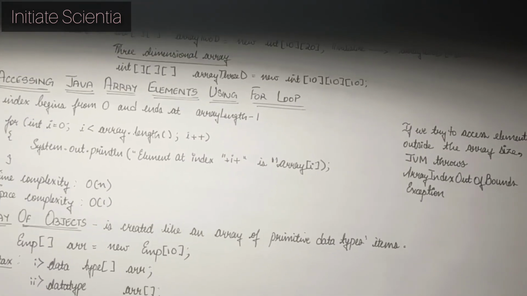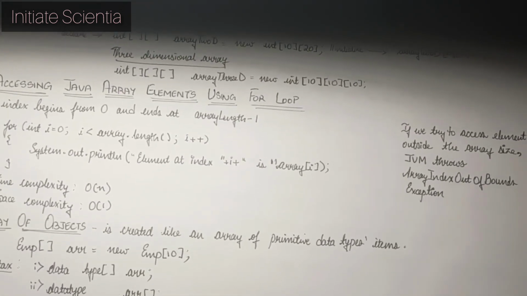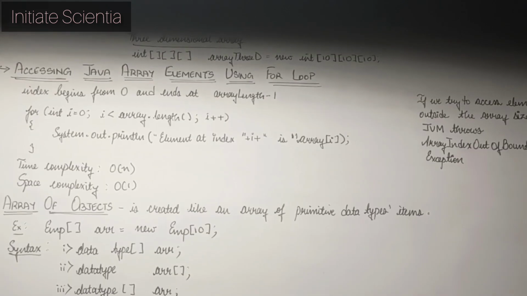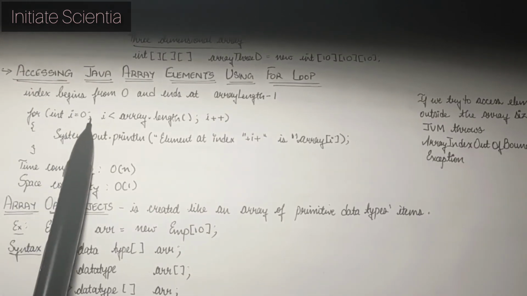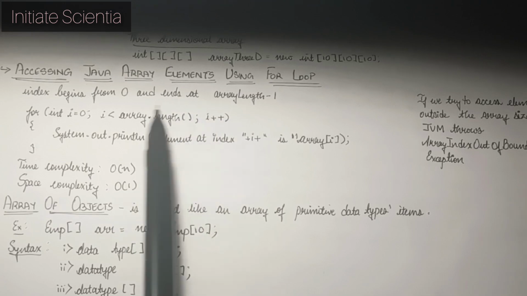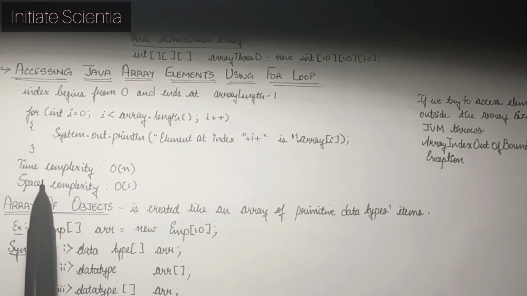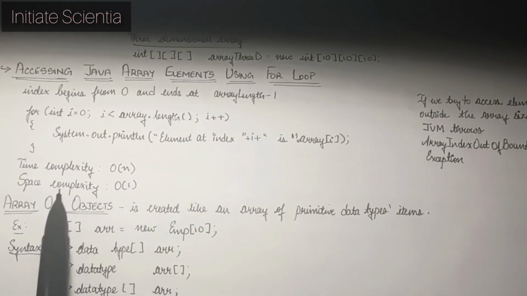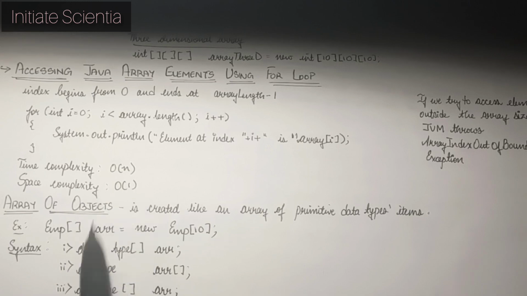Now, if we try to access an element outside the array size, the JVM, that is the Java Virtual Machine, throws an ArrayIndexOutOfBoundsException. If we are accessing the Java array elements through the for loop, then the time complexity is O of n and the space complexity would be O of 1.